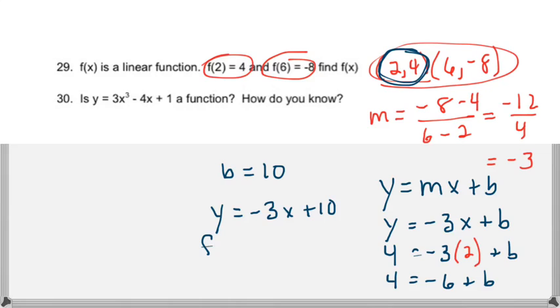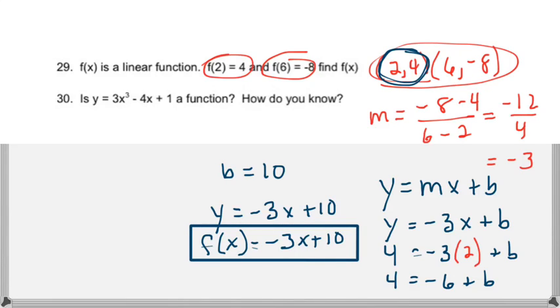Okay, now let's put this in function notation to be consistent with the question. And lines are functions unless they are vertical. We could check this. You could plug in the 2. Find the f of 2. You get negative 6 plus 10, which is 4. You could find the f of 6. Plug in 6. You get negative 18 plus 10, which is negative 8. So it checks. And then our very last one, 30, is y equals 3x cubed minus 4x plus 1, a function?